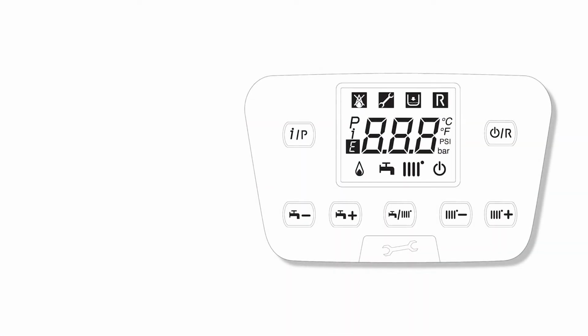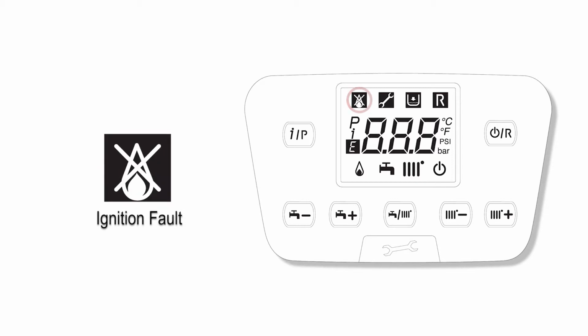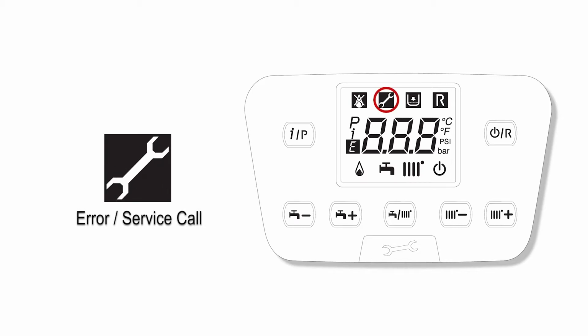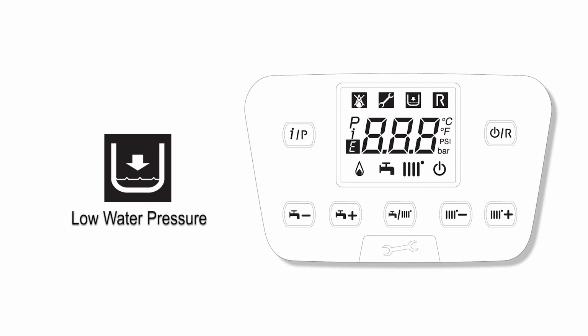Now we will look at the display itself. If there is an ignition fault, this icon will flash. A boiler fault requiring service will flash the wrench icon. If the boiler water pressure drops below 7.25 psi, this icon will flash.